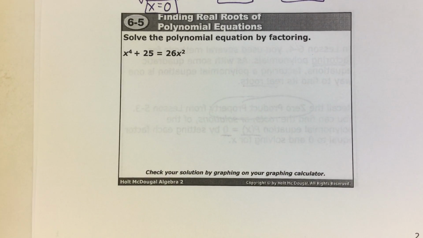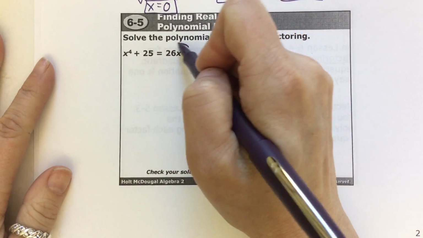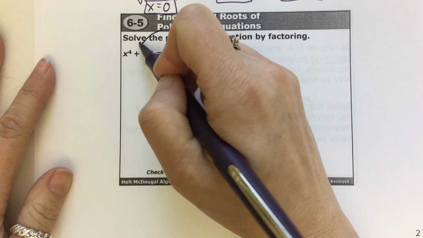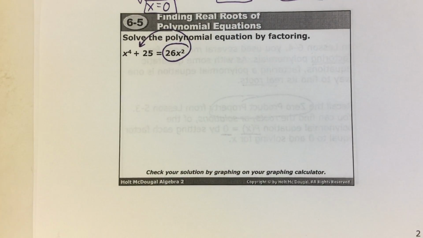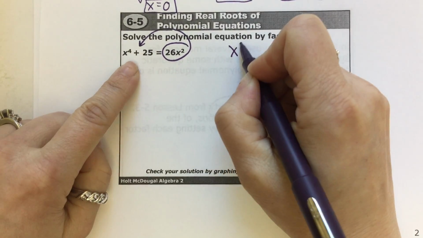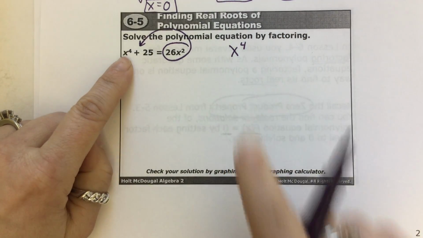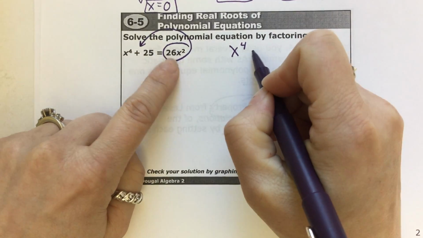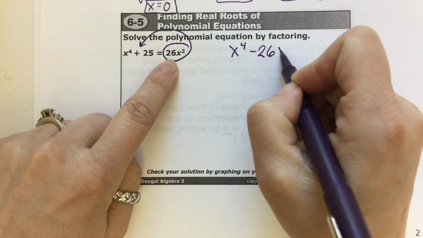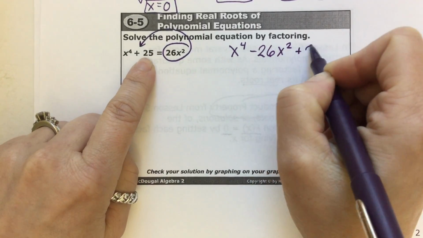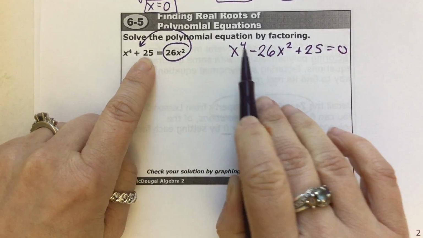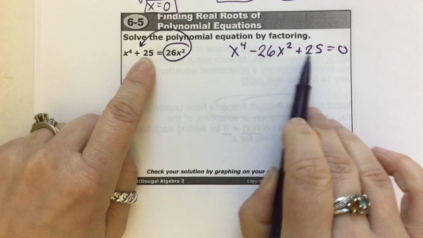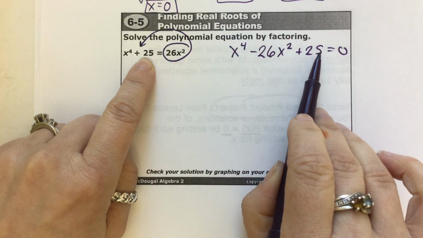When you are trying to find zeros, you want your polynomial set equal to 0. So this problem, I need to move that 26x squared over to the other side. And remember, when you're factoring, it's important to have things in standard form. So this has the most amount of the x's. That's why x to the power of 4 comes first. When I subtract this 26x squared to the other side, it would go in between x to the power of 4 and 25, because now I have 4 x's, 2 x's, no x's.